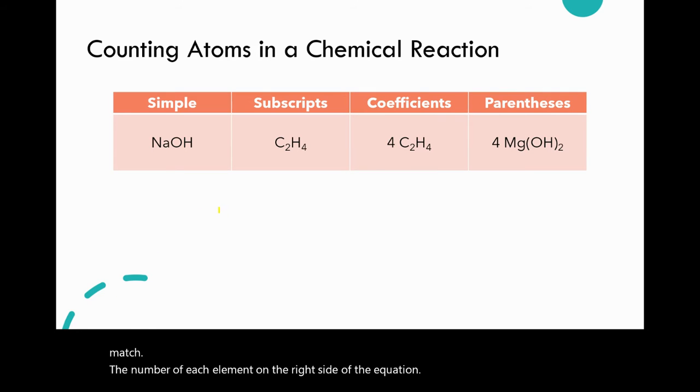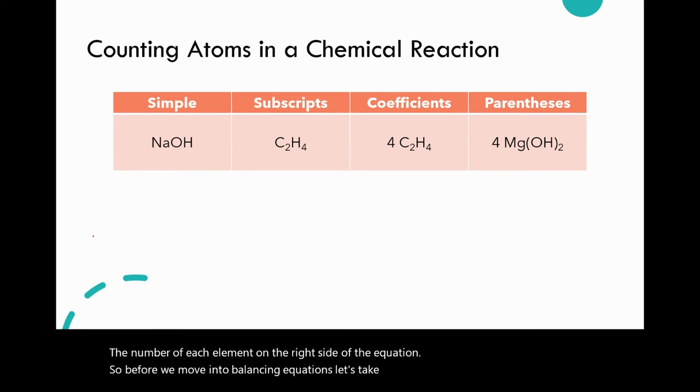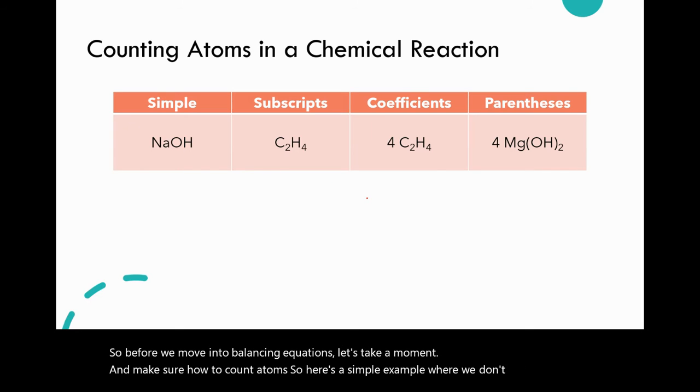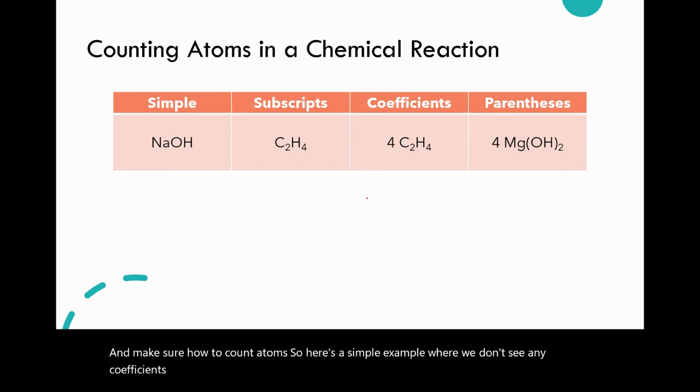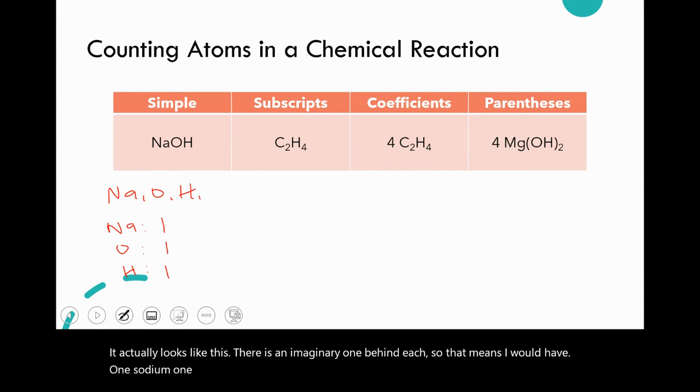So before we move into actually balancing equations, let's take a moment and make sure you know how to count atoms. So here's a simple example where we don't see any subscripts, no coefficients, and no parentheses. In this case, we know that it actually looks like this. There's an imaginary 1 behind each. So that means I would have 1 sodium, 1 oxygen, and 1 hydrogen.